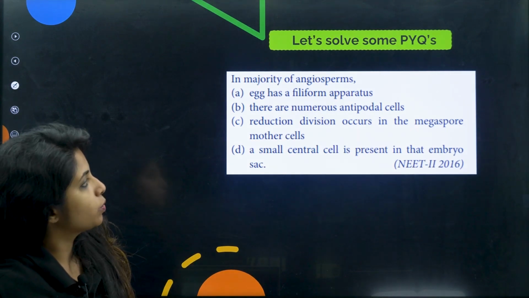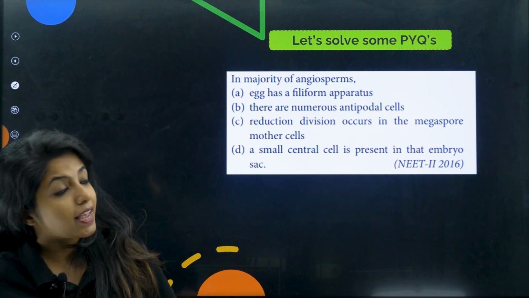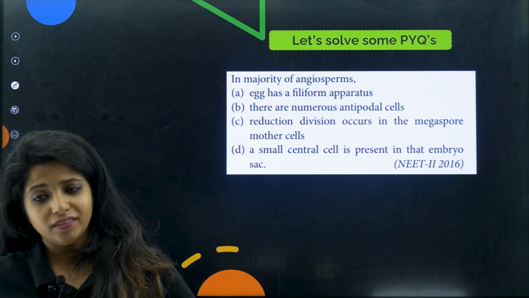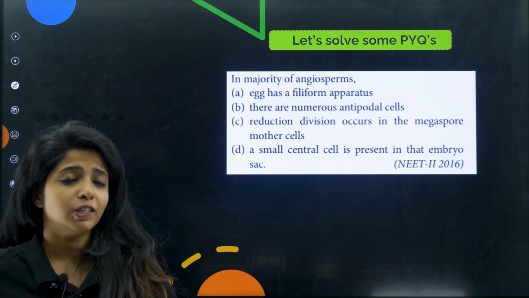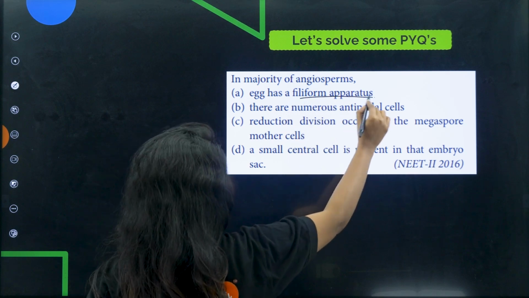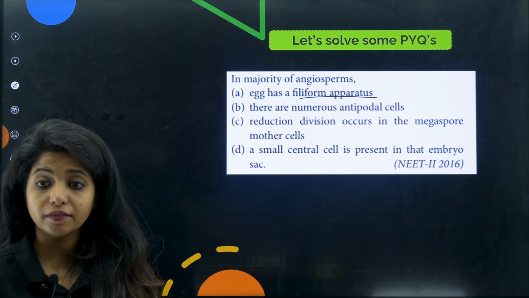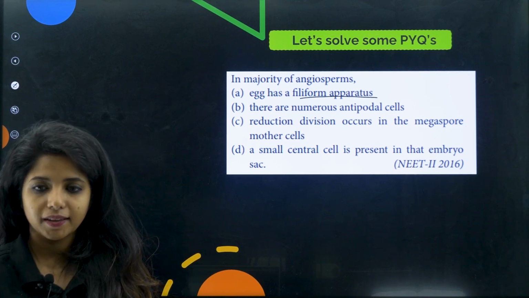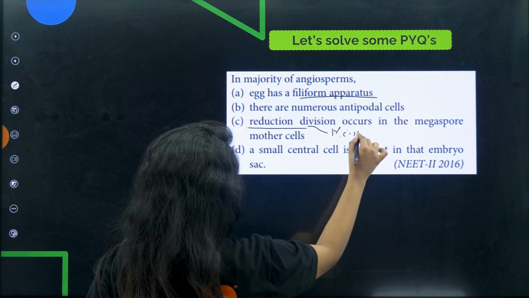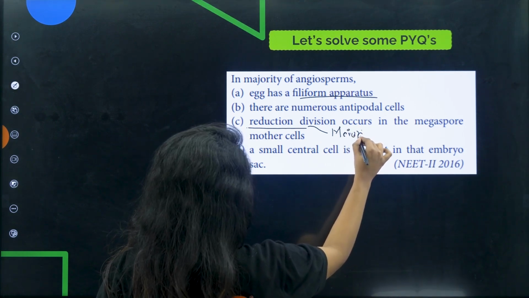In majority of angiosperms, the egg has filiform apparatus. There are numerous antipodal cells. I think there are 3. And the egg does not have filiform apparatus. What has? You tell me in the comment section, children. What has filiform apparatus? What cell? Reduction division occurs in the megaspore mother cell. Is it reduction division in the mother cell? Yes. This reduction division is known as meiosis.